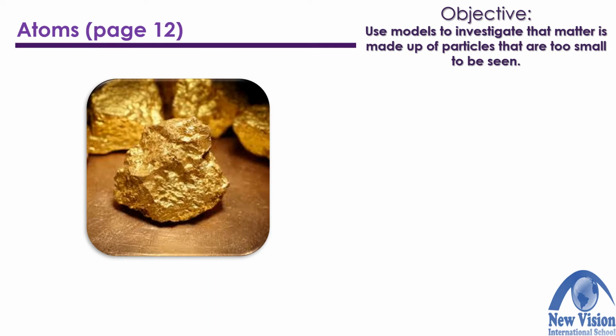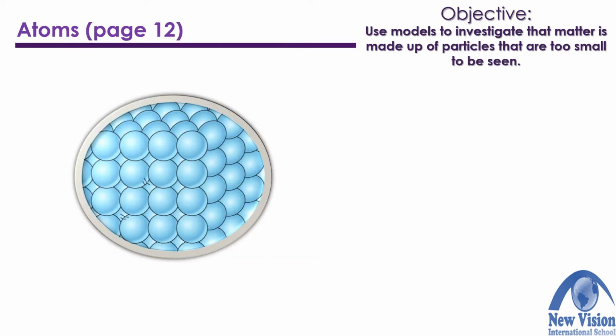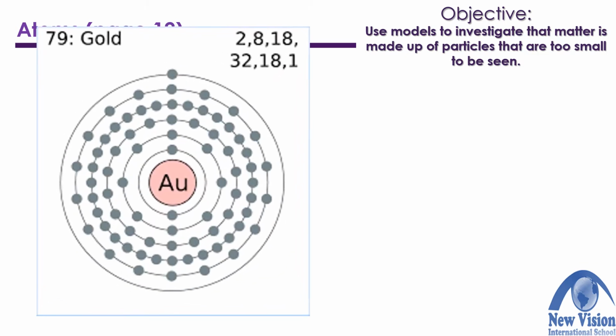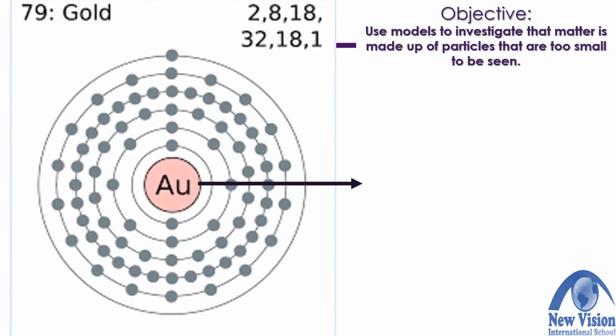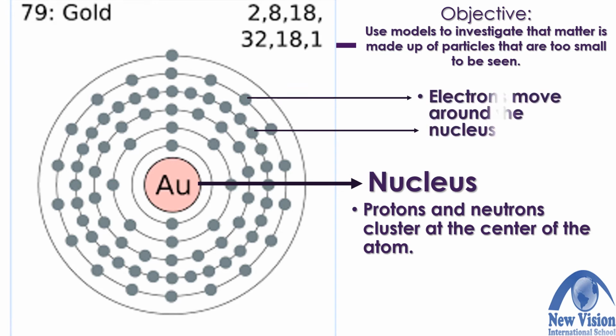Gold is a pure element. All gold is made of the same type of atoms. Every atom of gold has exactly 79 protons. If we would zoom in into gold, we can see how tightly packed its atoms are. And if we would zoom into each atom, we would see that protons and neutrons cluster at the center of the atom. This cluster is called the nucleus. Electrons move around the nucleus.